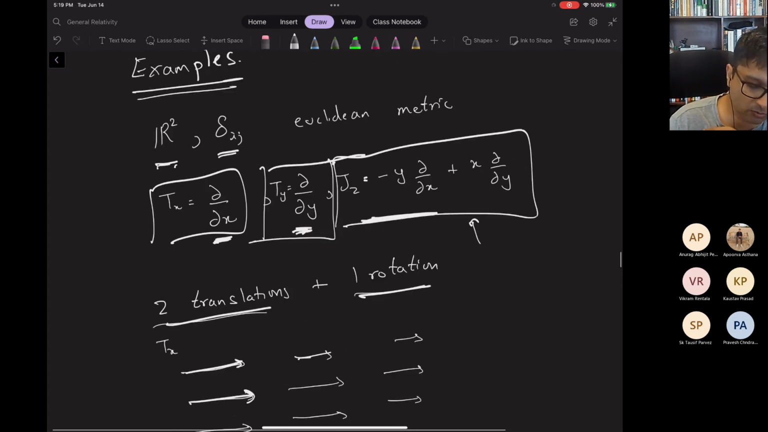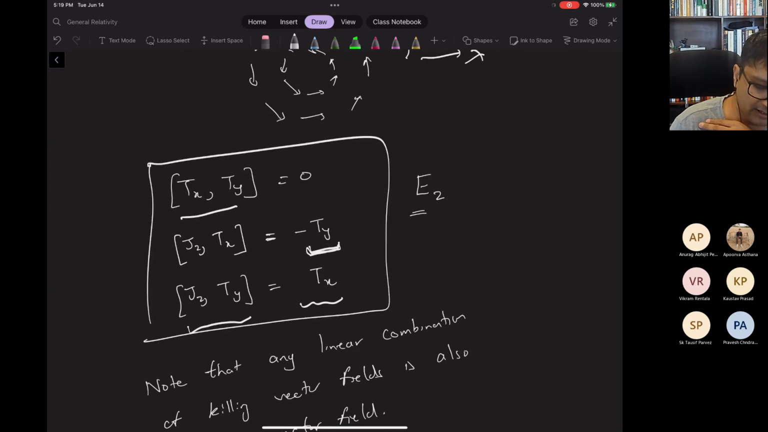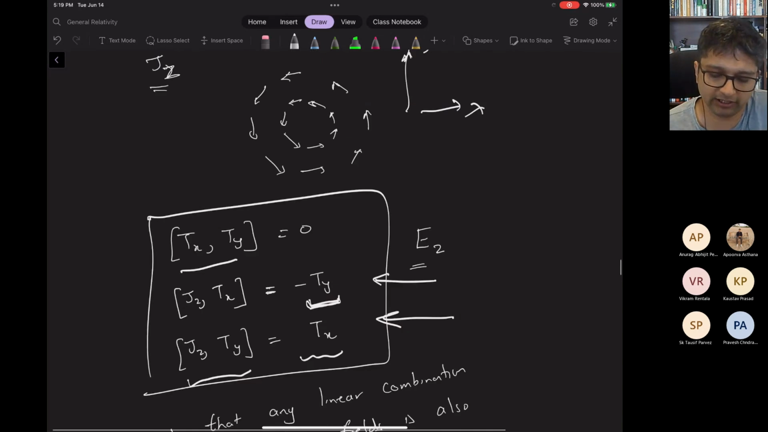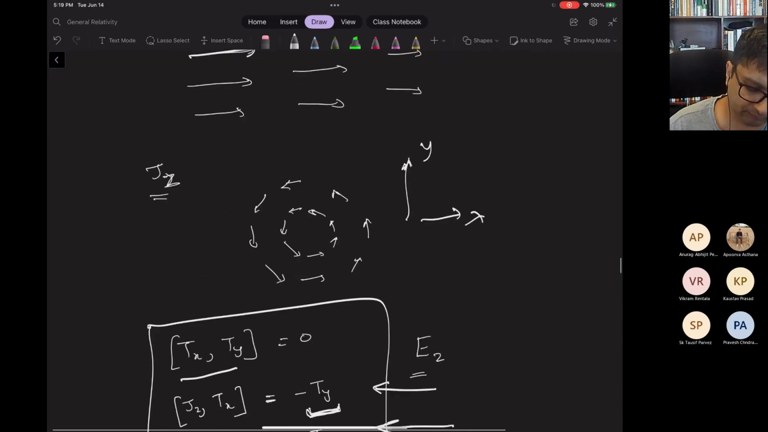And you can ask, what is the Lie bracket of any two of them? So you can work out these Lie brackets. You can work out Tx, Ty, and you'll find that that's 0. You can work out Jz, Tx, in components, and you'll find that the Lie bracket is equal to minus Ty. You can work out Jz, Ty, and you'll find that that is equal to Tx. So you always get back something in the same space of Killing vector fields. It belongs to the same linear combinations of these three vector fields.